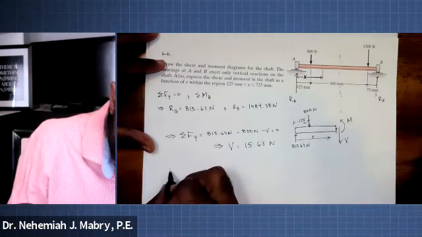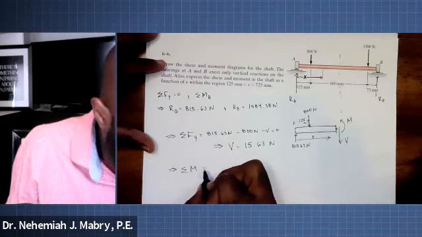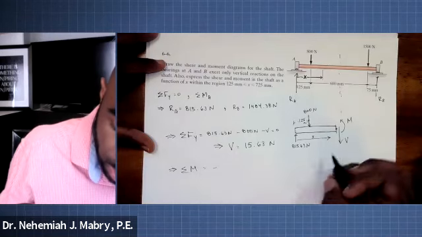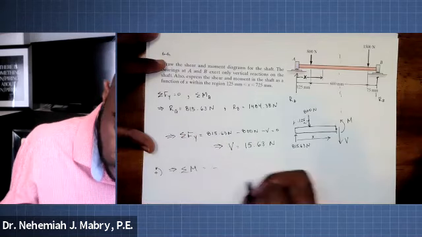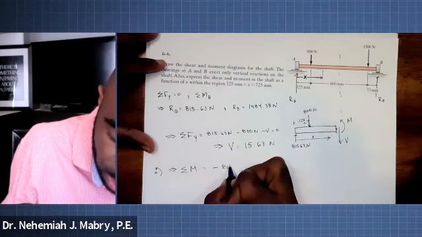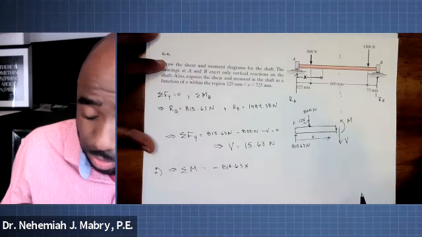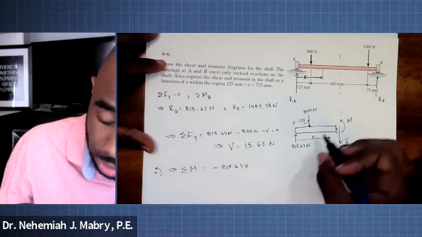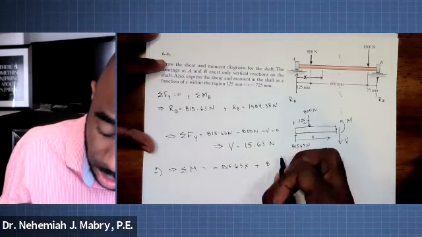All right, so some of the moments about the cut, again, we're calling this positive counterclockwise. So in this case, the 815 will be creating a negative moment, 815.63 times X. And then over here, this will be creating a positive 800.